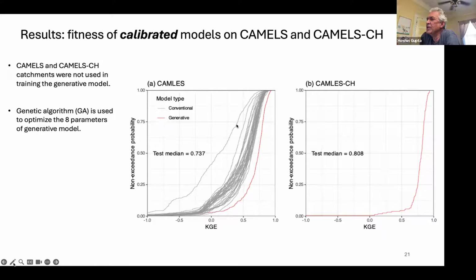So each of the gray lines is a different model. Each gray line represents a conventional model, like the Xianjiang model, the GR4J model. Our model performs the best when applied to a new catchment. We only need to estimate 8 parameters using genetic algorithms. And for the CAMELS catchments in Switzerland, CAMELS-CH, our model also has good performance.